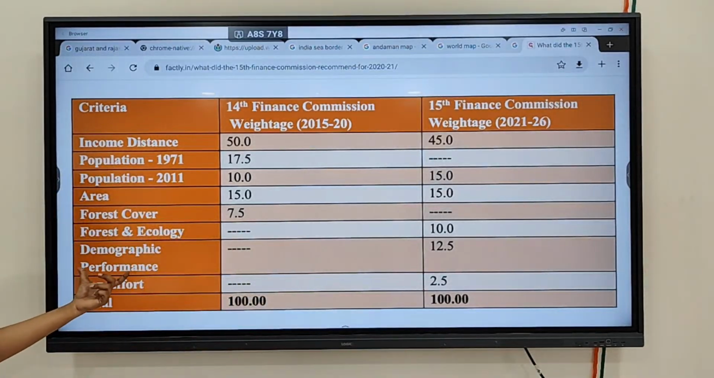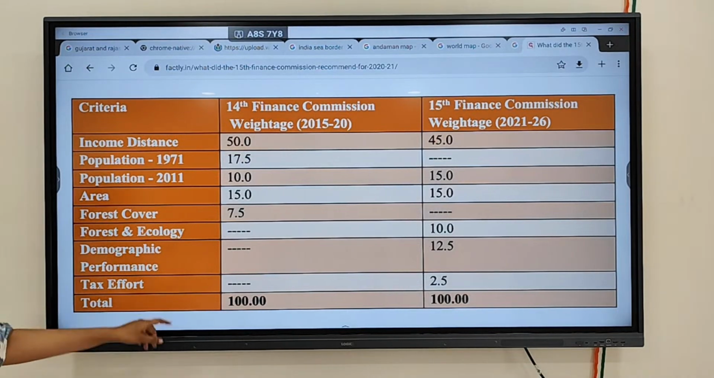Next comes the demographic performance. What is demographic performance? Demographic performance means the population in that particular area, based on an area. See, in Bangalore, the demography is more, the population is more. Based on that, they will just allocate the money. Here, the demography means the population for that particular area. For 1 square kilometer, how much is the population? That is what is called demography.